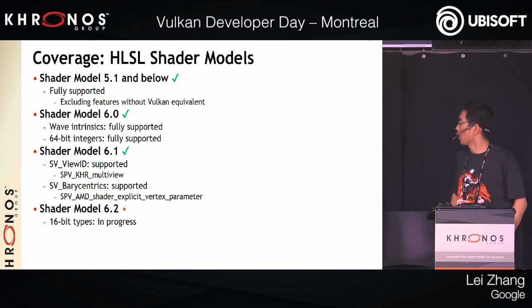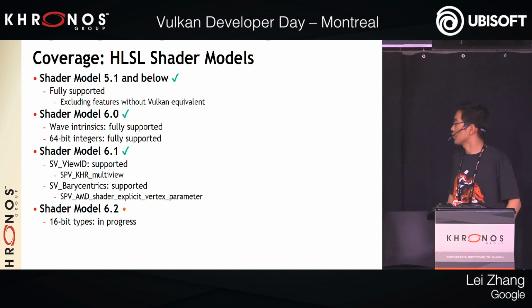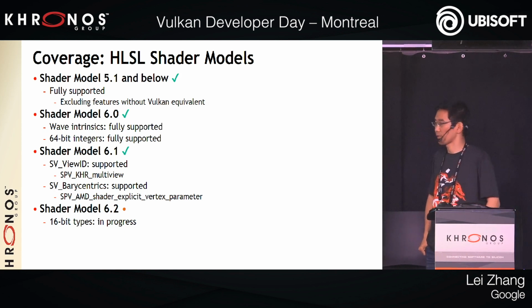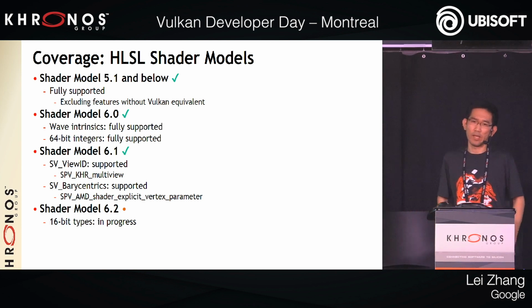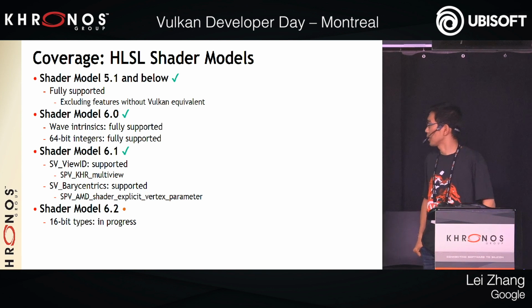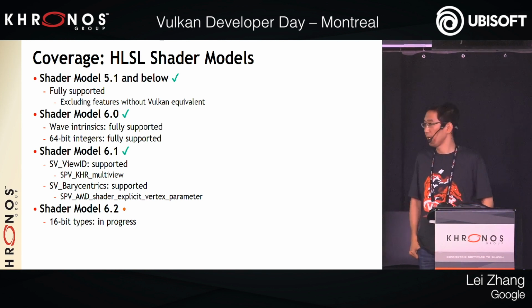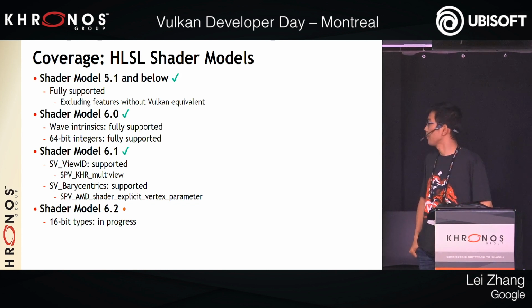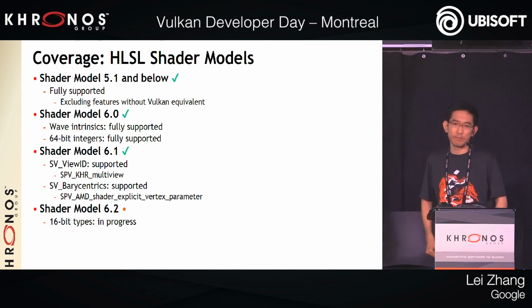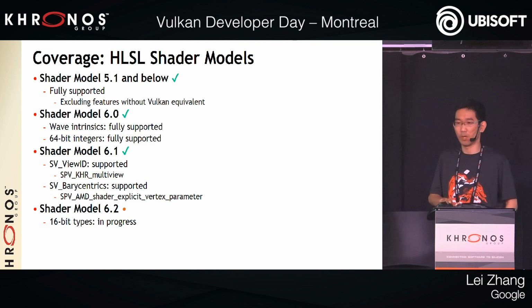And 6.1 introduces 2 system values, view ID and barycentrics. View ID is translated into an extension, KHR multi-view, and barycentrics is right now translated into an AMD extension, because there is no KHR or EXT extension existing right now. If there is one in the future, we'll switch to use the KHR or EXT extension. We are currently working on 6.2 16-bit types support.